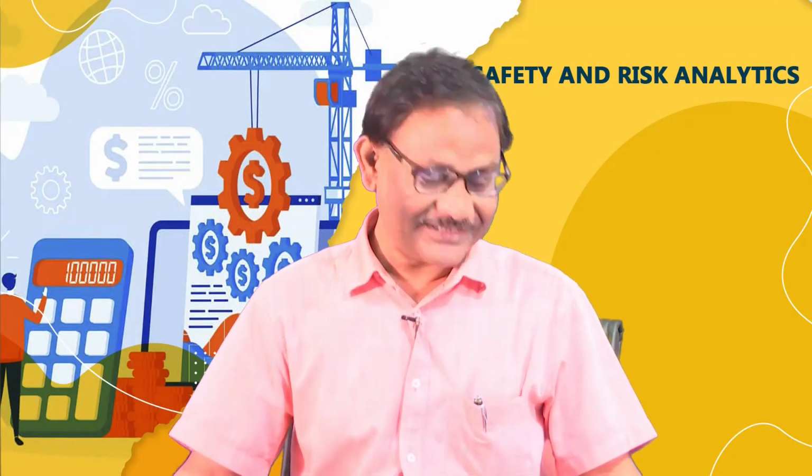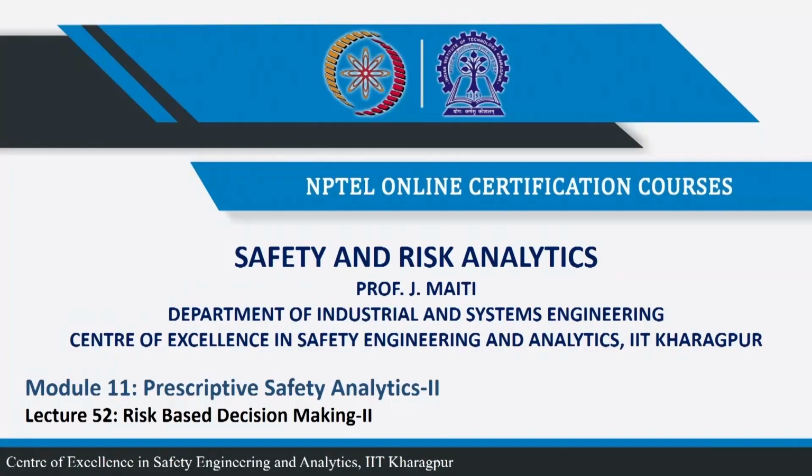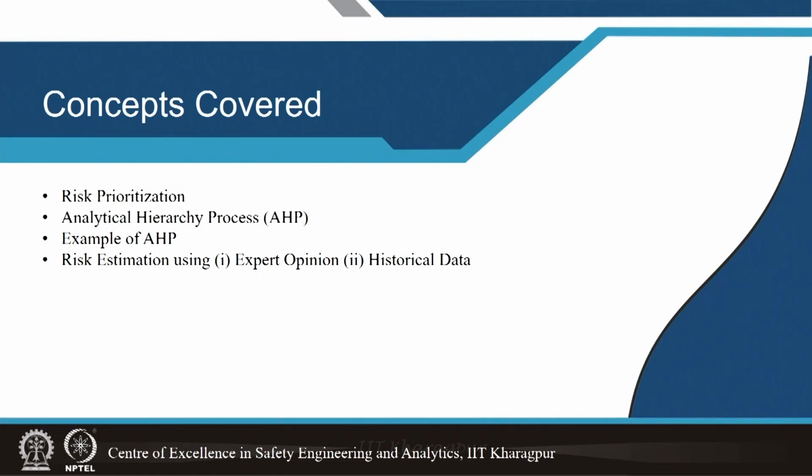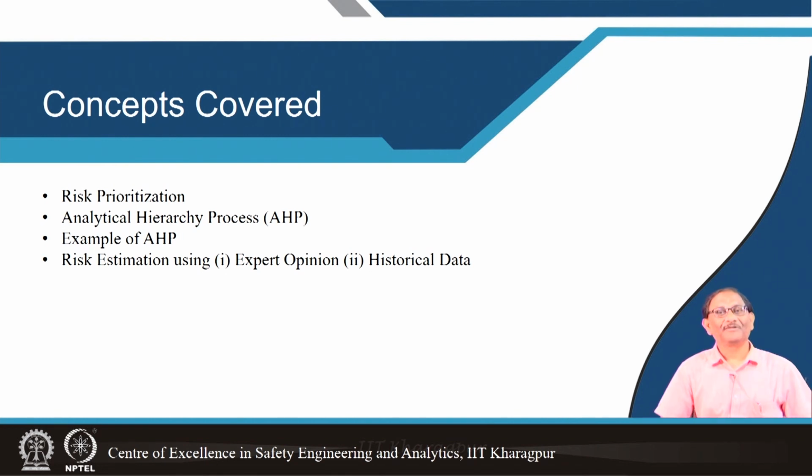Morning. Welcome to lecture 52, Risk-Based Decision Making 2, under module 11, Prescriptive Safety Analytics. We will discuss in this lecture risk prioritization using the analytic hierarchy process. We give one example for AHP, how we use AHP to prioritize the criteria using expert opinion and historical data, and we will show you how the prioritization is made here.